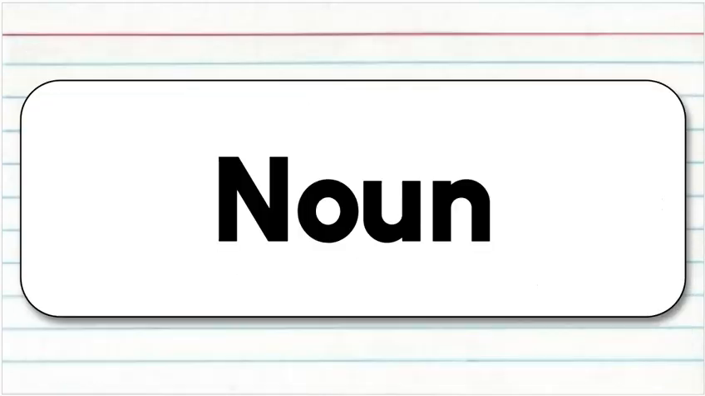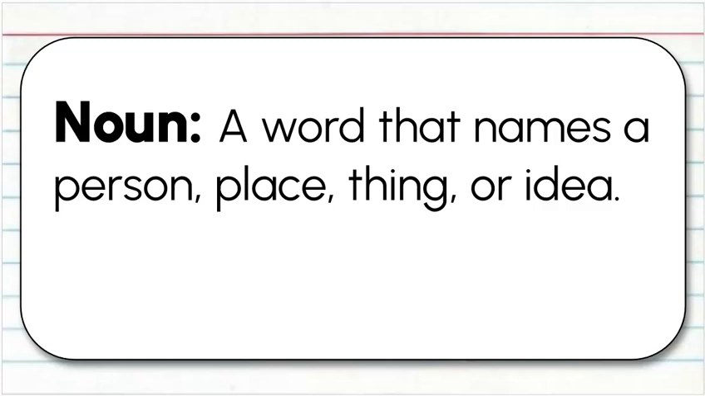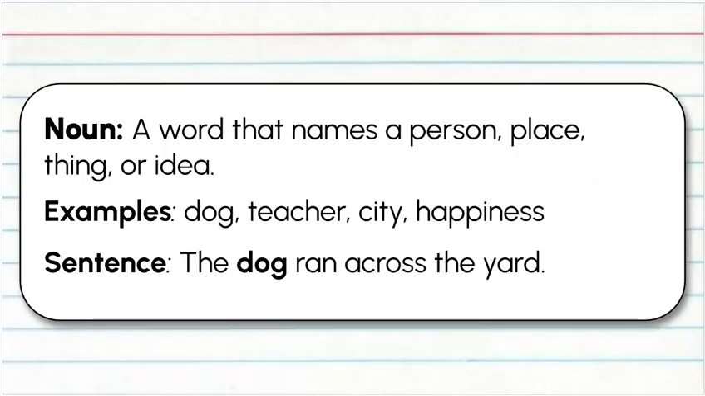Let's get started. First, we have a noun. A noun is a word that names a person, place, thing, or idea. Some examples of nouns might be dog, teacher, city, or happiness. And happiness is one that confuses us sometimes, but happiness is an idea. In a sentence, you might see, the dog ran across the yard. Dog, that's a noun. Actually, so is yard.